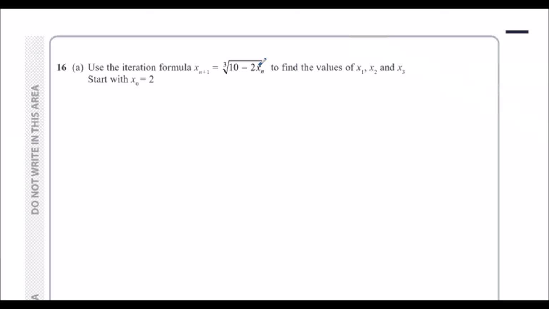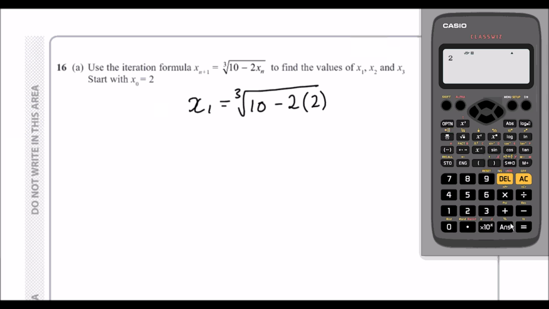So we're going to substitute 2 in first to find x1. So x1 is the cube root of 10 take away 2 times x0, which is 2. So I'm going to press 2 and then equals to start with, so I can use my answer button. So I want the cube root of 10 minus 2 times my answer, which was 2. I'm going to press equals, and I get my x1, which is 1.8171, and so on.